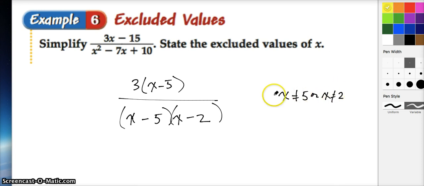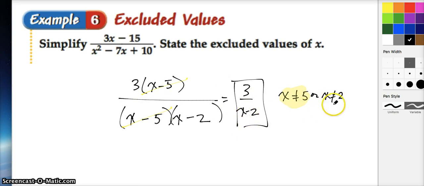The most important one here, though, is this one. Because when I simplify this, boom, boom, those two terms go away, and my simplified answer is 3 over x minus 2. So even though positive 5 is an excluded value, when I simplify and get rid of the x minus 5, you lose the fact that this was a value that's excluded. So you need to make sure you show that.